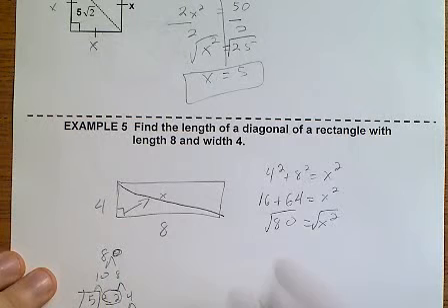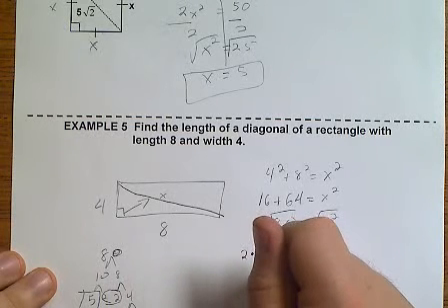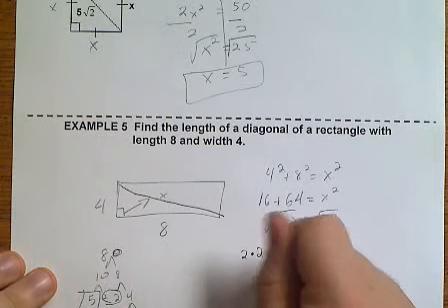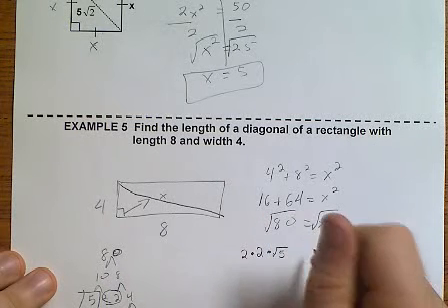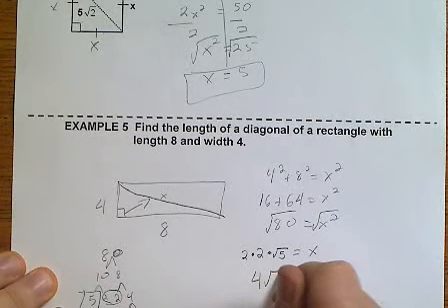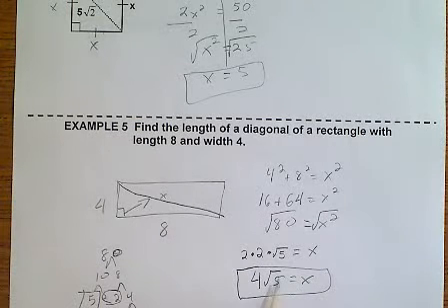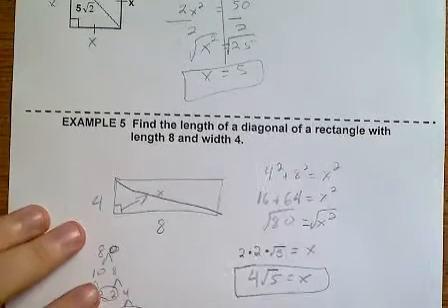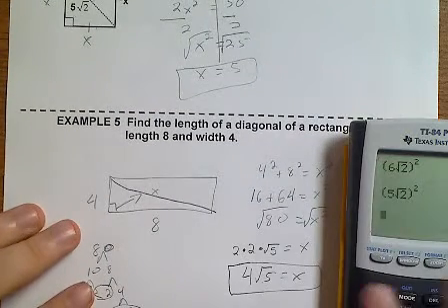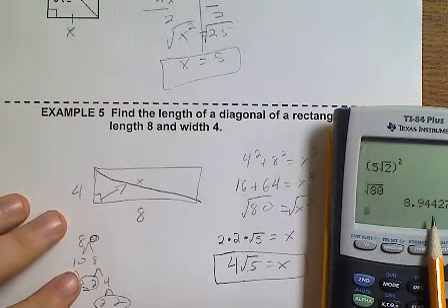So that means that the square root of 80 is the same as 2 times 2 times the square root of 5, which makes that 4 on the square root of 5 equals x. And this is the more exact answer. Were I to do that in the calculator, the square root of 80, I would get 8.94 roughly.